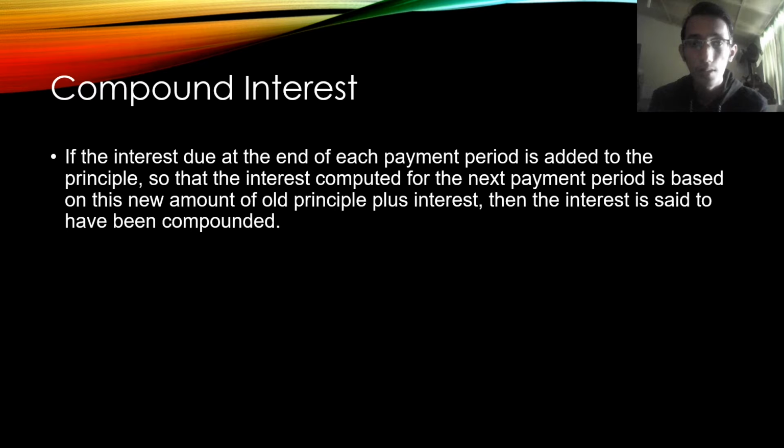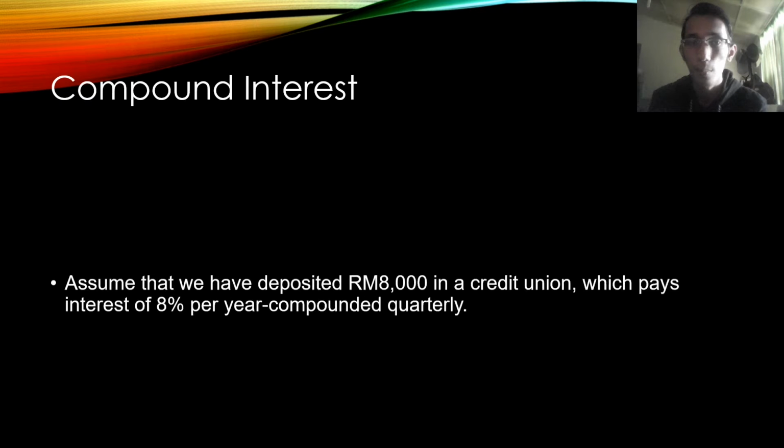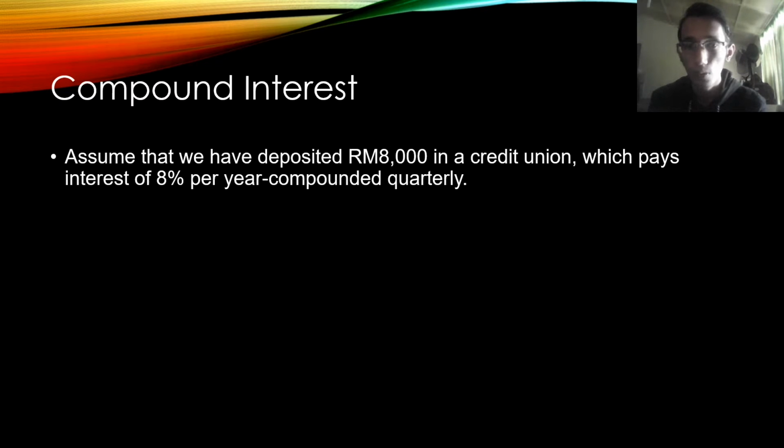Compound interest: if the interest due at the end of each payment period is added to the principal, so that the interest computed for the next payment period is based on this new amount of principal plus interest, then the interest is said to have been compounded. Compounding the interest means earning interest on interest, so we call the result compound interest. Okay, we move on to the example of compound interest.